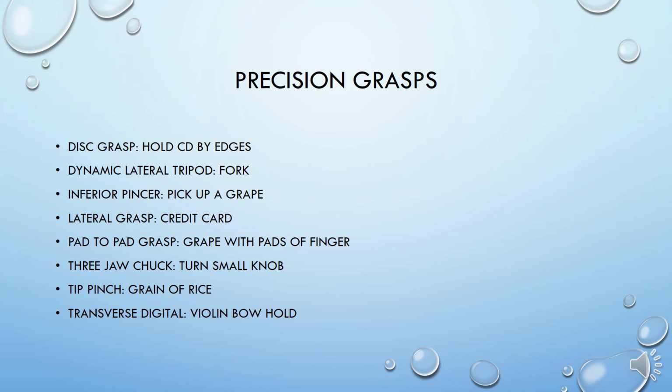Three-jaw chuck we're going to use to turn small knobs. And again, we're going to use simple rotation. So the grasp is a three-jaw chuck and the motion is simple rotation. Tip-to-tip pinch is picking up, again, a hair, a pin, a grain of rice, something like that. Transverse digital is how you're going to hold a violin bow. And the violin bow is going to be held pronated and somewhat ulnar radially deviated, with the fingers spread apart and the thumb opposing those spread apart fingers.